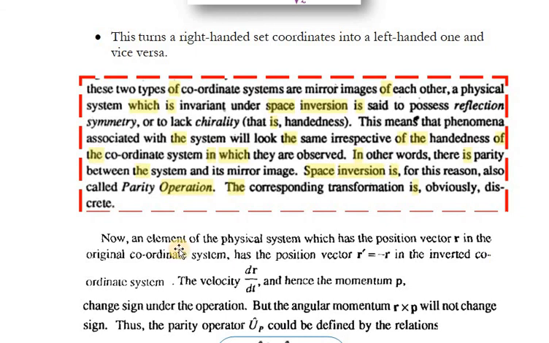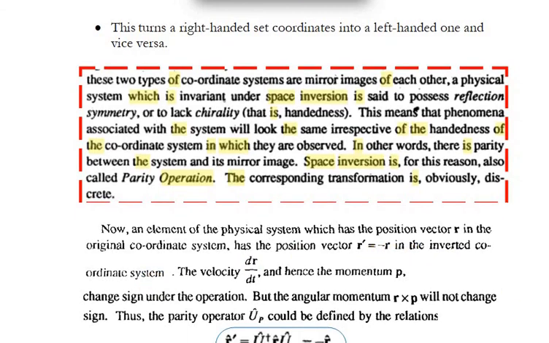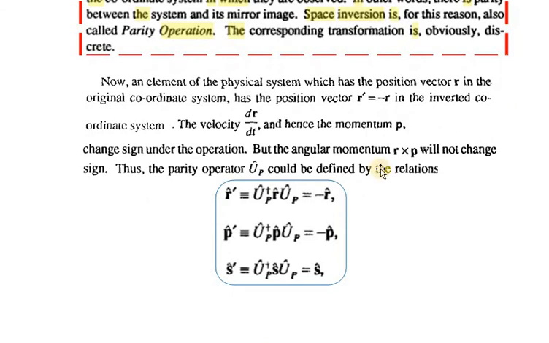Now, an element of the physical system which has the position vector r in the original coordinate system has the position vector r prime equal to minus r in the inverted coordinate system. The velocity dr/dt and the momentum p change sign under the mirror operation, the parity operation. That means r becomes minus r, dr/dt becomes minus dr/dt, p becomes minus p. But the angular momentum, minus r cross minus p, the minus signs cancel, becomes r cross p, and will not change sign.